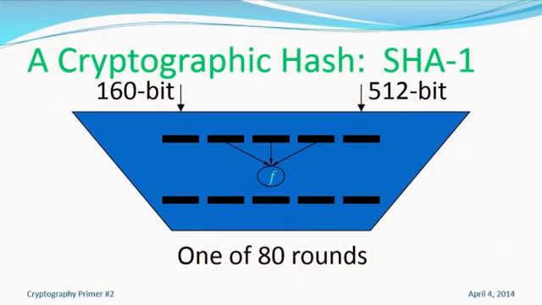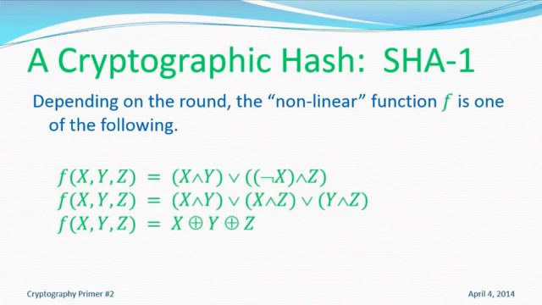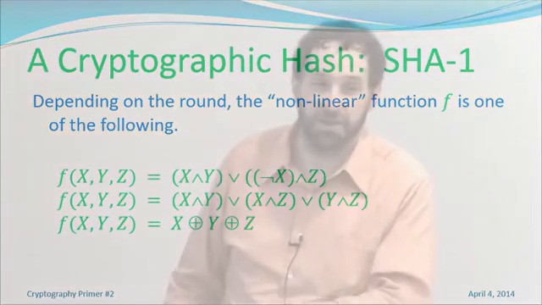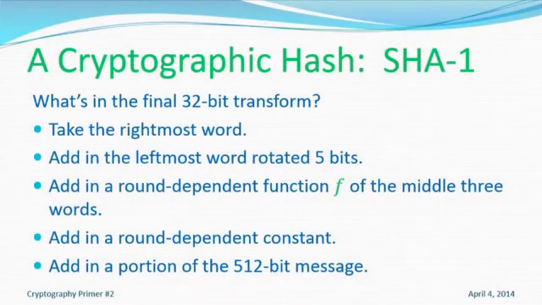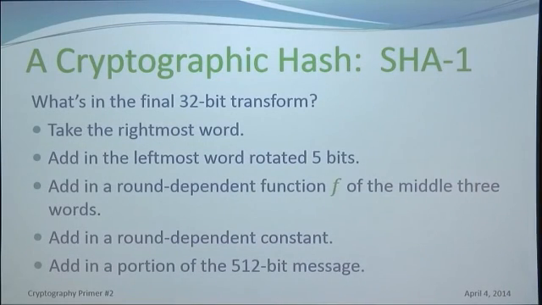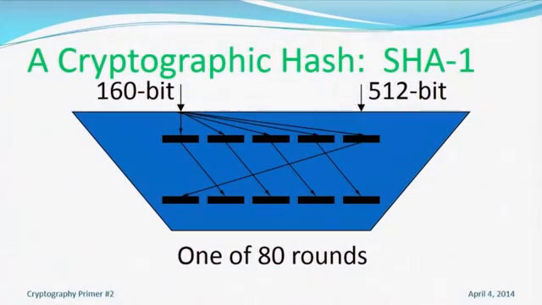So you take these middle 3 words, and you take a round-dependent function on that, and stuff that in here as well. And here's what the round-dependent function looks like. Depending on the round, it's one of these 3 things. And finally, it adds a round-dependent constant, and sprinkles in some of the bits of the input, just a little portion of that 512-bit message. Just take a byte from here, and a byte from here, and a byte from there. Put those all together, and stir. That's a round of SHA-1.